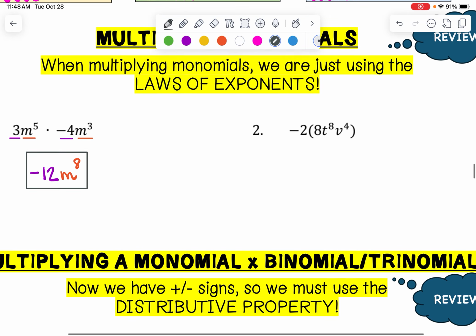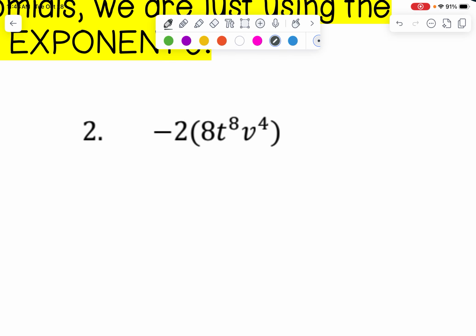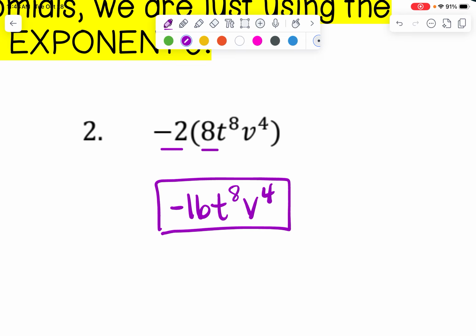All right, let's go look at this one. So I'm literally just multiplying negative 2 times all of that. 8t to the 8th, but the only thing I can actually multiply together is the negative 2 times the 8. So that's going to give me negative 16, and then t to the 8, v to the 4th. I'm just bringing it down, because there's absolutely nothing I can do with that.